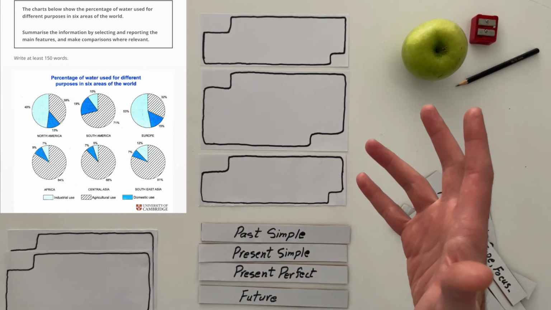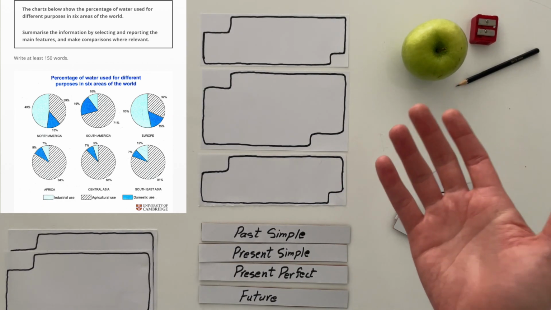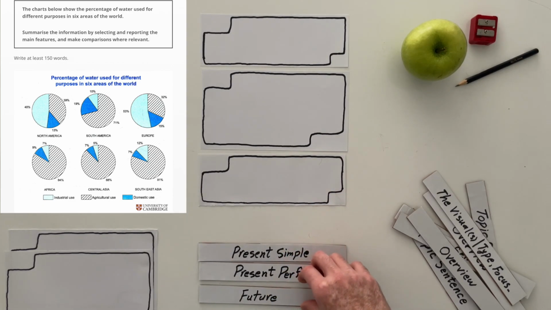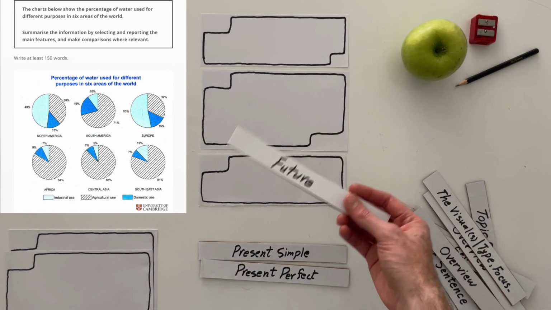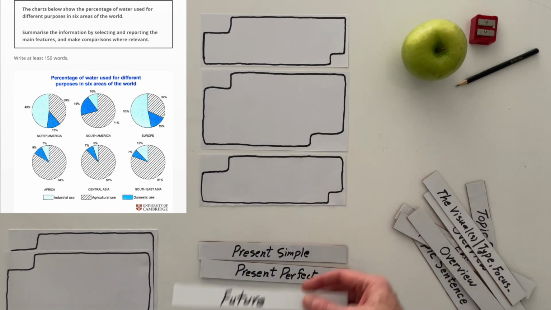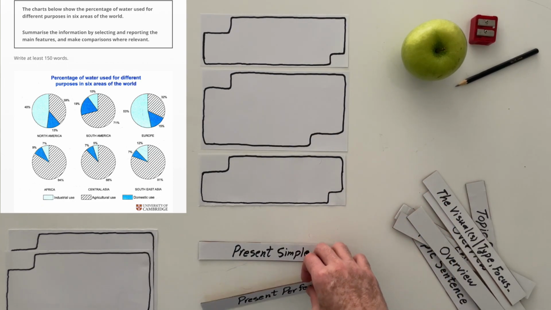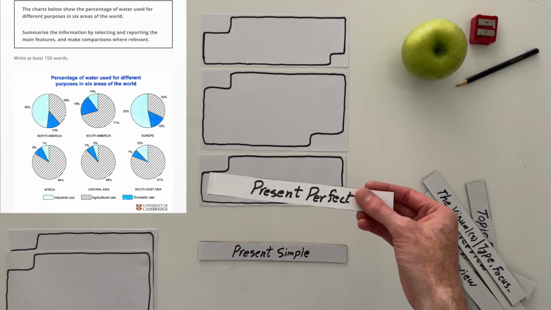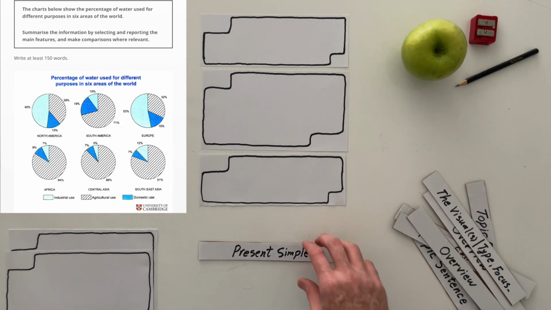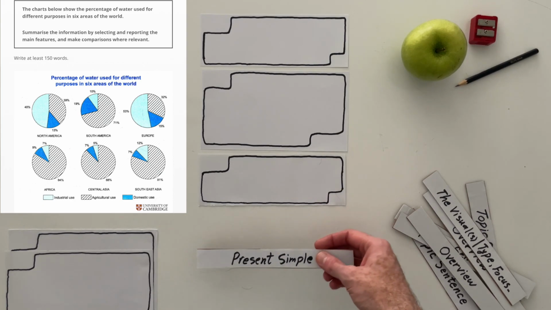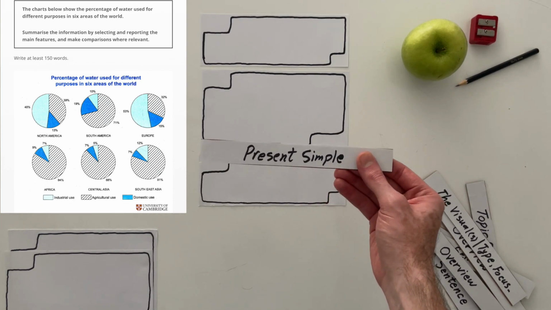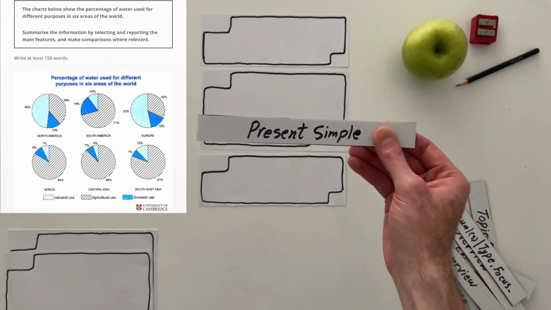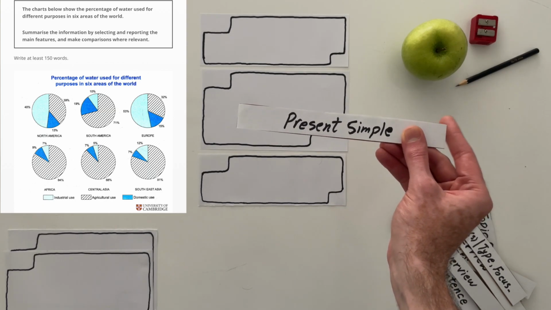What does that supposed to mean? Well, it means we don't have any references to the past. It's not a projection or anything related to the future. It doesn't have a time frame that started in the past and continued until now. We don't have that information. We are left with a series of facts. And the best grammatical tense that gives us facts is present simple.